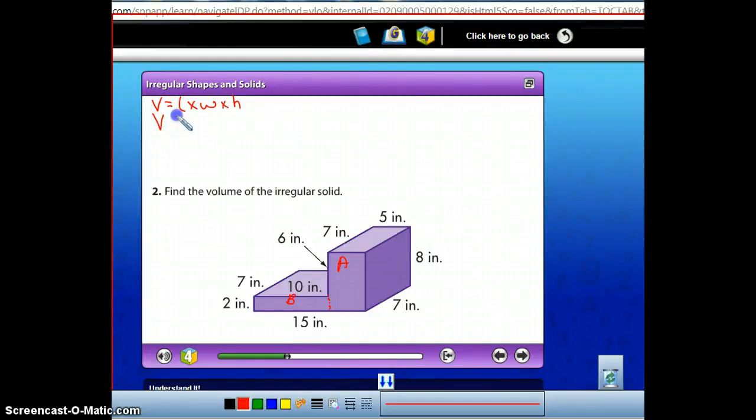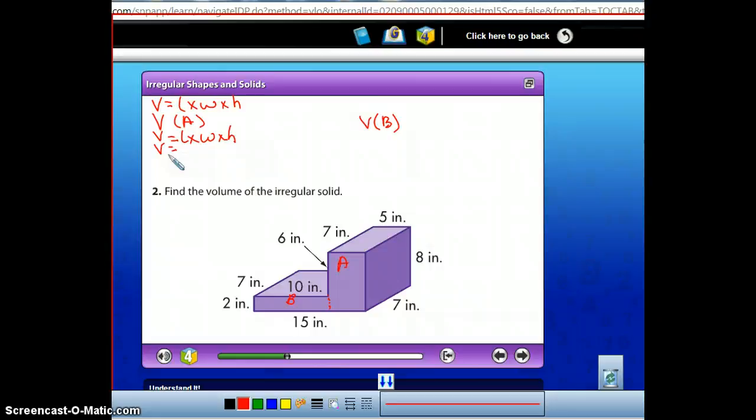So volume of A, volume of figure B. Volume equals length times width times height. Volume equals, what are my dimensions of A? My length, my width, my height. Again, if you say, Mrs. Temple, I'm not really sure which one's the length, the width, or the height, that's okay. As long as you know your three numbers, it doesn't matter what order you put them in, you're still going to get the correct answer.